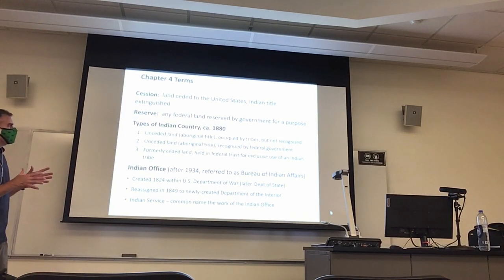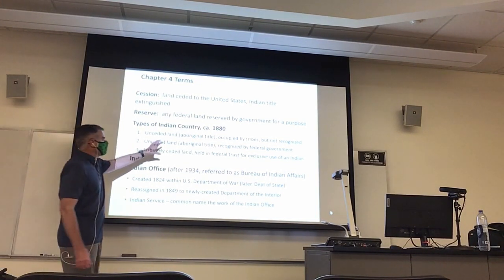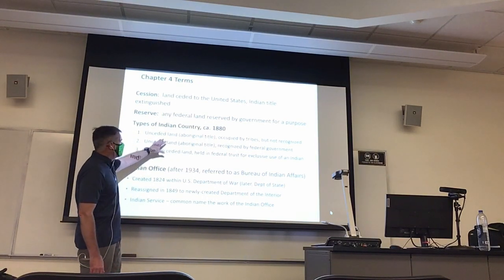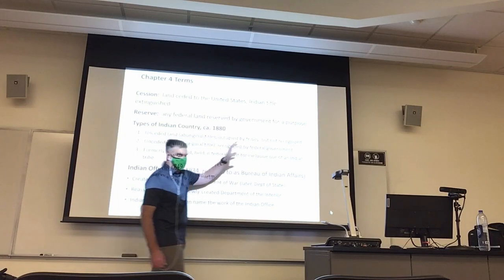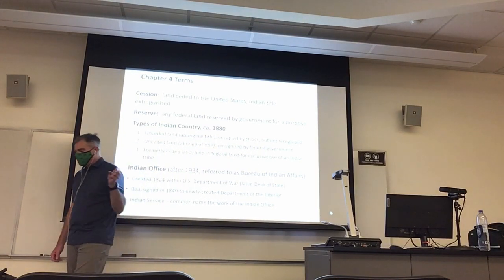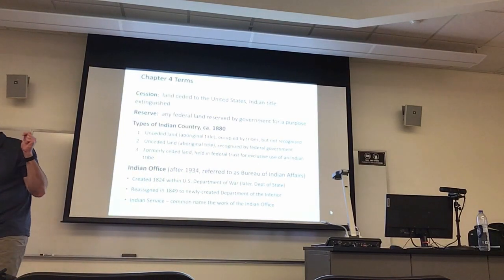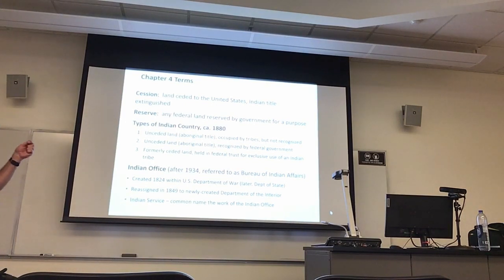And at that time, there were really just three kinds of Indian country, and that would be, there was very little of this left, unceded Aboriginal title land that was occupied by tribes but not recognized. Do you remember what year we bought Alaska from Russia?